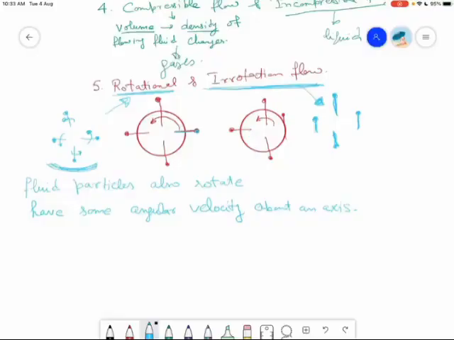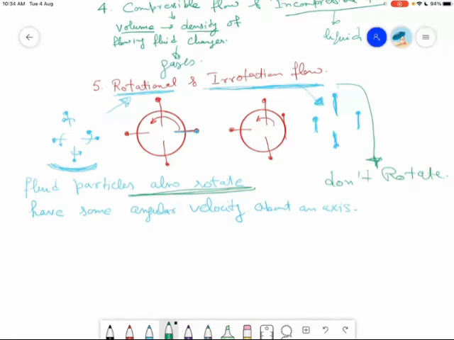ठीक, if the fluid particles don't rotate about an axis, or you can say they do not have any angular velocity about an axis, such type of flow we call irrotational flow. Okay, the meaning is clear? Or I repeat it again?